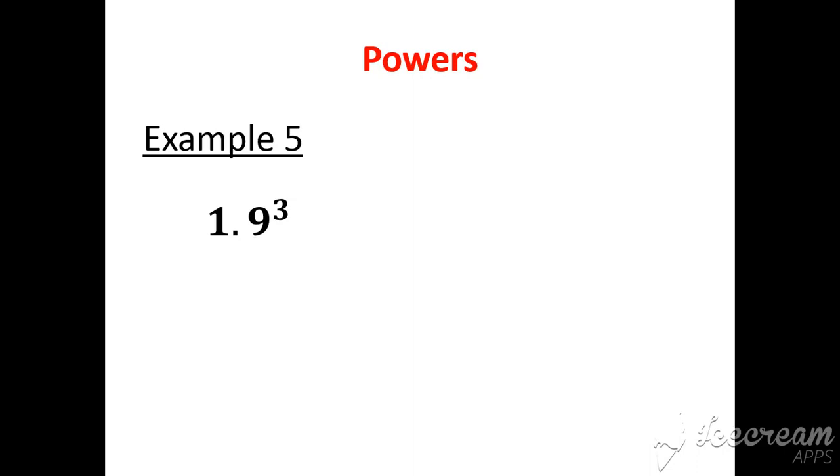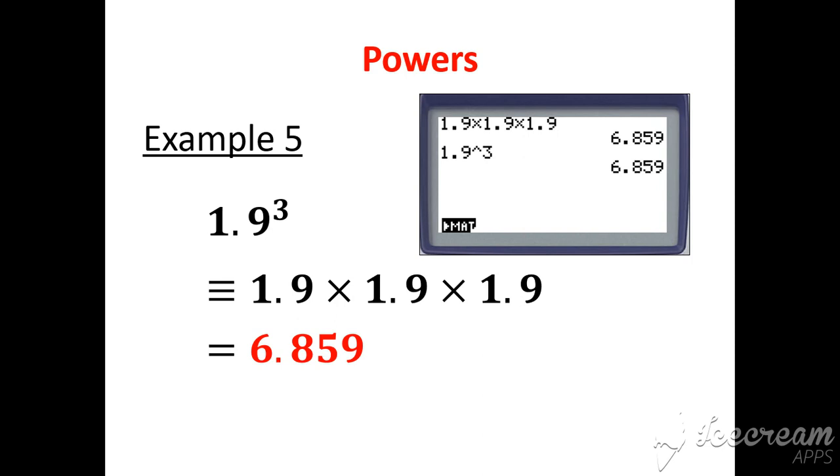Right, final example. 1.9 to the power of 3, that's easy. If you have a calculator, just go 1.9 times 1.9 times 1.9 or 1.9 to the power of 3, and you should get the answer of 6.859.